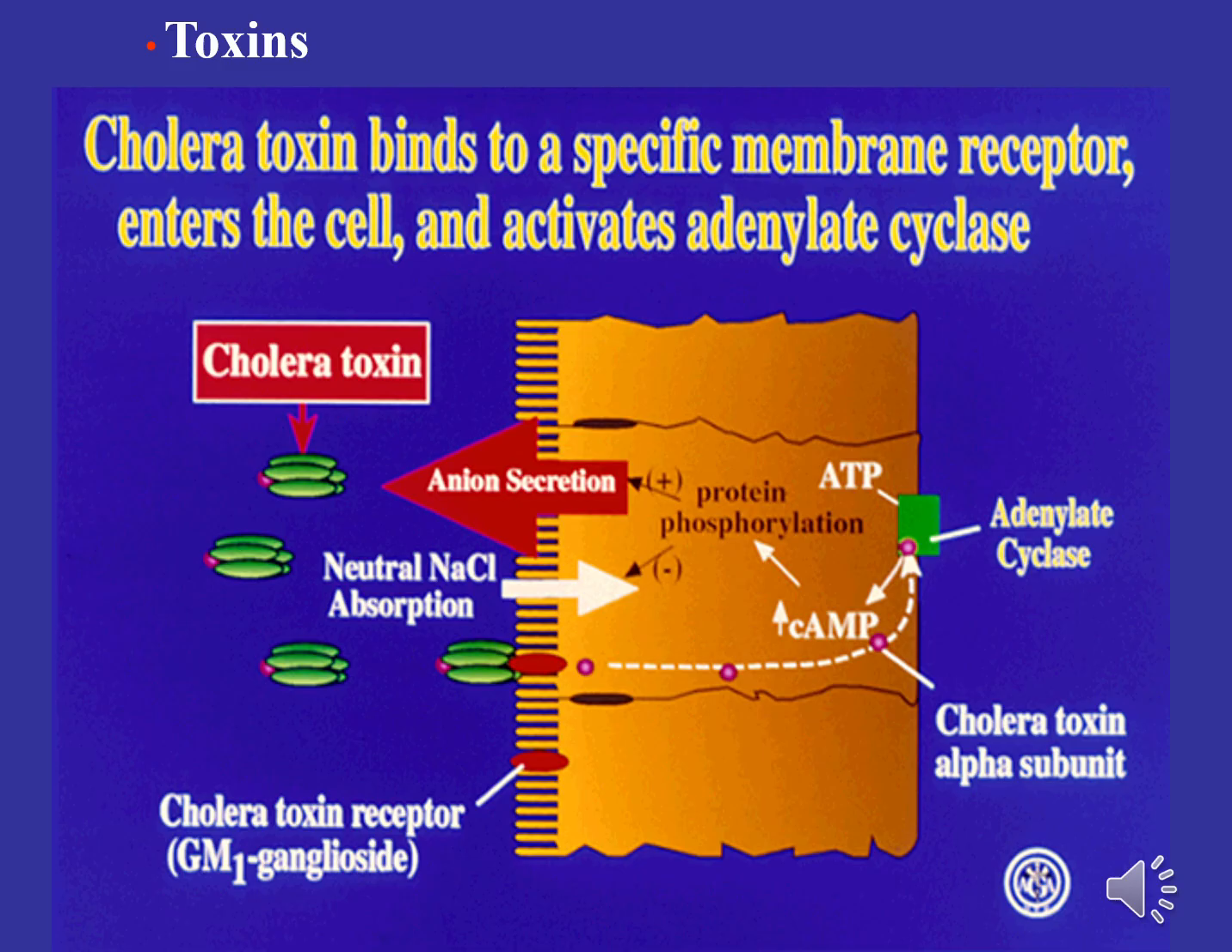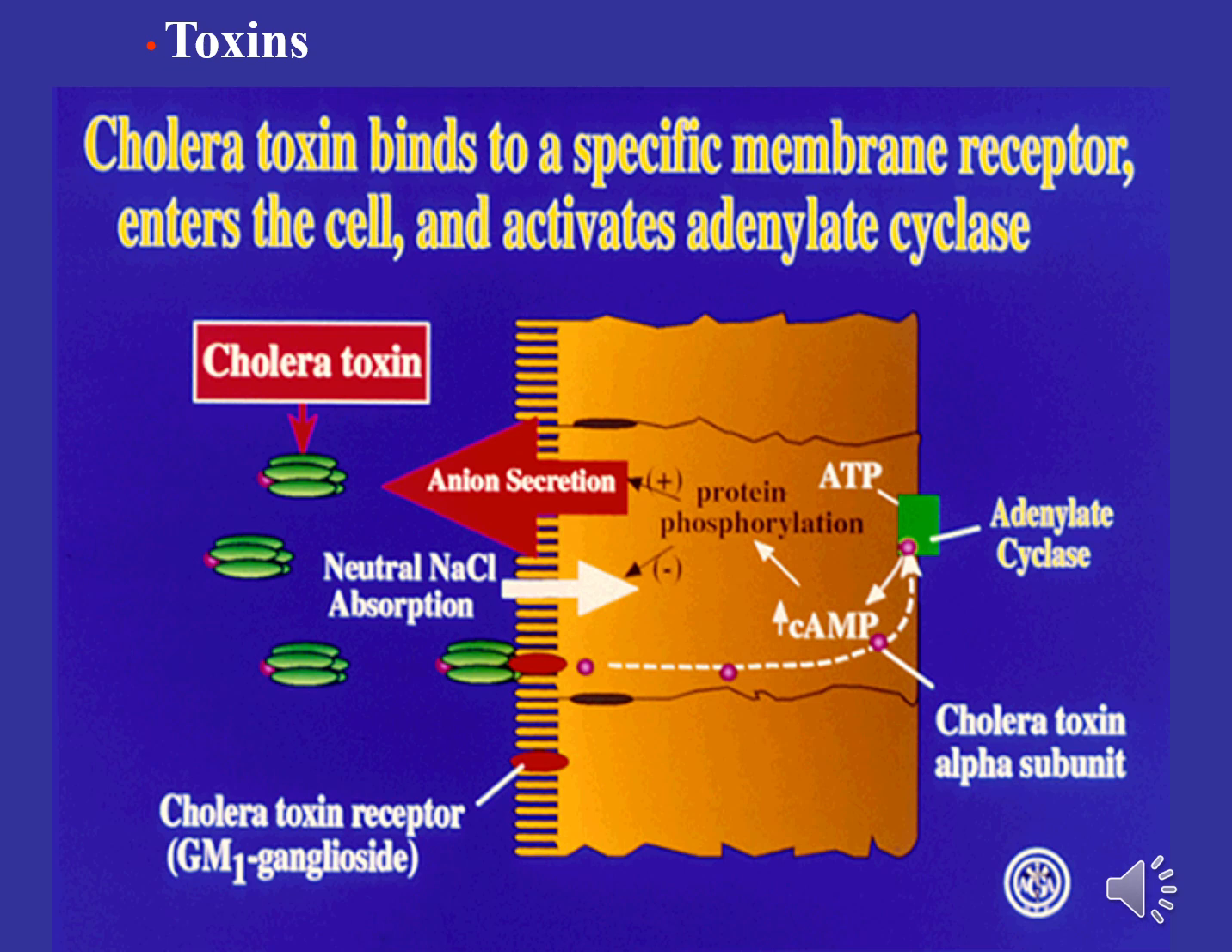One of the most studied toxins is cholera toxin, and cholera toxin is formed from 5 beta subunits and 1 alpha subunit. It binds to a receptor on the enterocyte, and then part of this alpha subunit crosses the cytoplasm and stimulates adenylate cyclase, which is present on the basolateral membrane of the enterocyte, leading to increase in cyclic AMP.